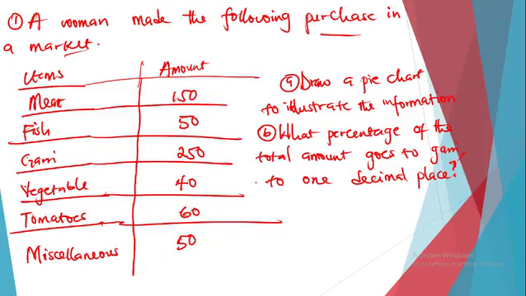The question is: draw a pie chart to illustrate the information. And B, find the percentage of the total amount which goes to gari to one decimal place. Okay, let us start. Solution.